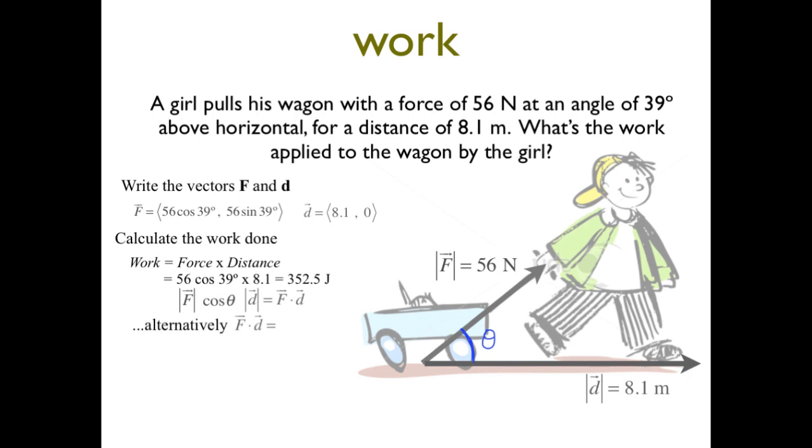If we did it the other way, like you did for your homework, you take the F vector dot the D vector, and you're going to get the exact same thing: 56 cosine 39 times 8.1, plus 0, because you multiply the y components and get 0.